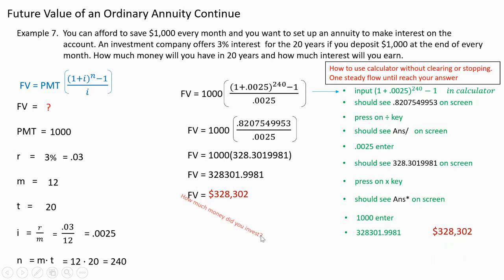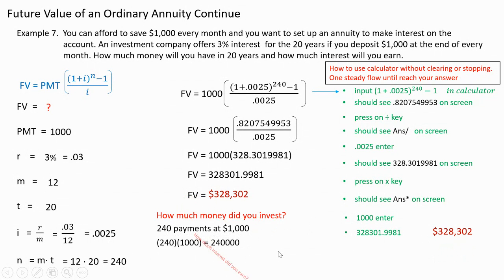So it'll be $328,302. How much money did you invest? There were 240 payments at 1,000 per payment. You multiply these two, which is 240,000. So check this out, guys. You end up paying 240,000 out of your pocket. The rest was interest that you earned, or free money. How much interest did you earn? We subtract, and you earned $88,302, guys.